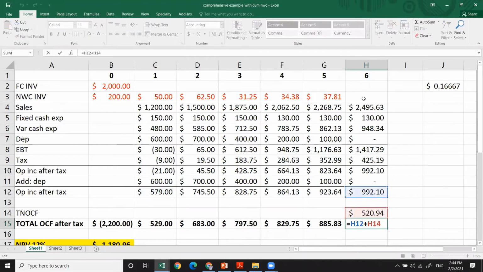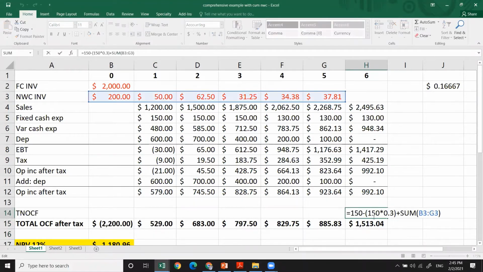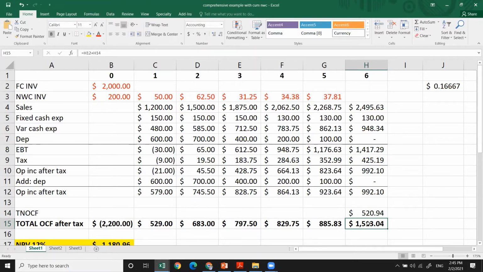In the last year, there is no such cost, but here you add the terminal non-operating cash flow. And terminal non-operating cash flow is the following: salvage value 150, it's given in the book, minus the tax amount, and plus net working capital. We have here net working capital, and we get just the cumulative number. Okay, we get the total value. We just sum it. This sum is the net working capital, and this is minus tax of the salvage value. And this way we calculate the total cash flow after the tax.